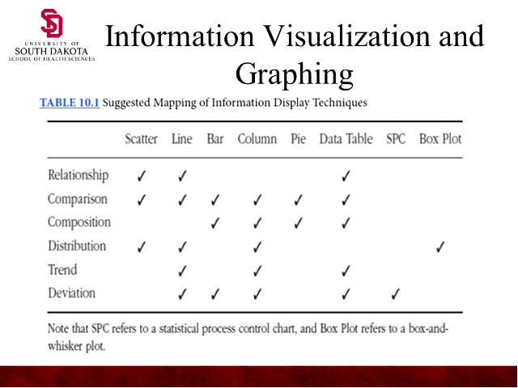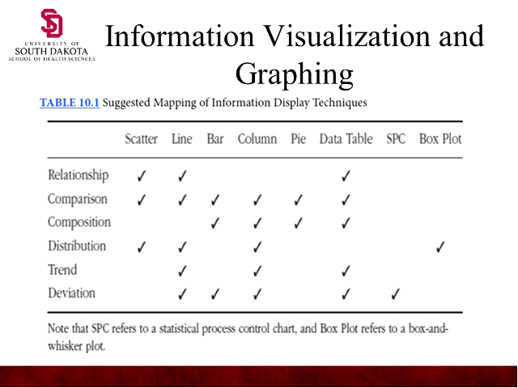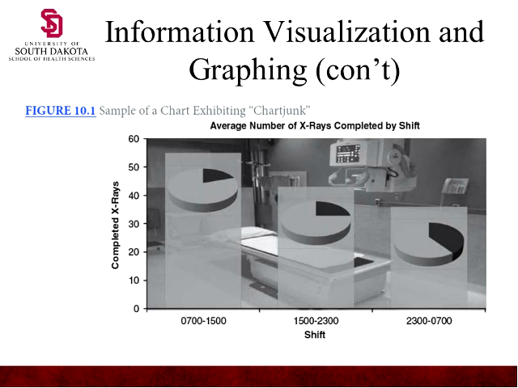Now, when we look at different kinds of display techniques, different kinds of charting, we have scatter charts, line charts, bar charts, column charts, pie charts, data table, SPC, and a box plot. And you see which of all those areas we talked about before are able to depict their particular groups. A scatter chart can show relationship, comparison, and distribution, but it cannot show composition, trend, and deviation. And all the charts have something missing. Even column charts can't really show relationships in most cases. So you can see that none of them are perfect, and so you have to make sure that you're picking the right chart for the right information.